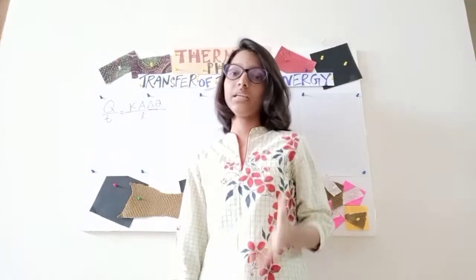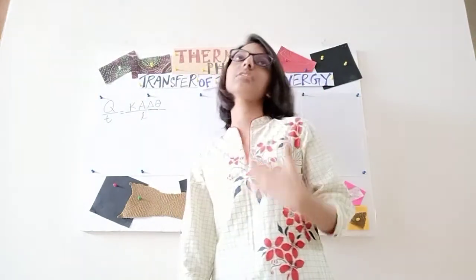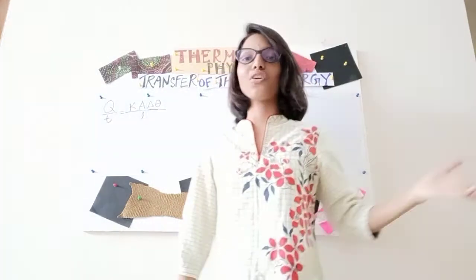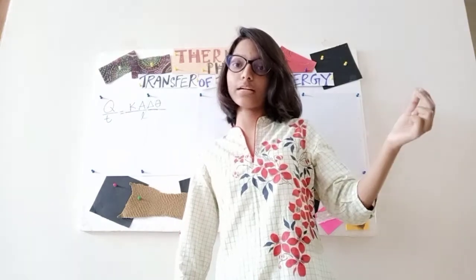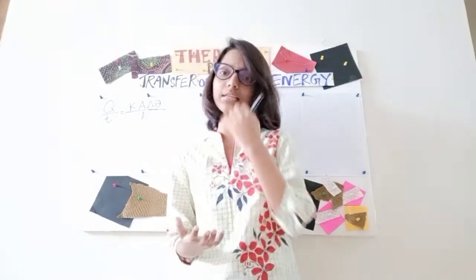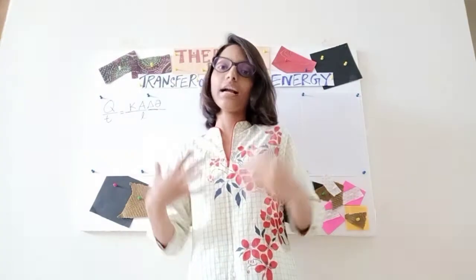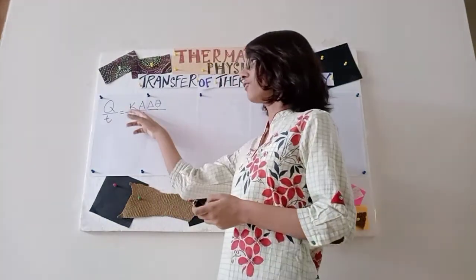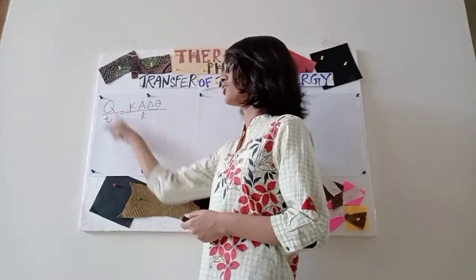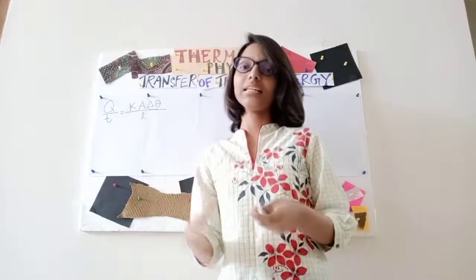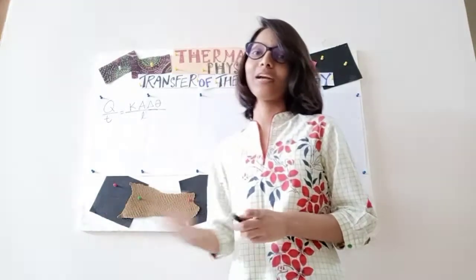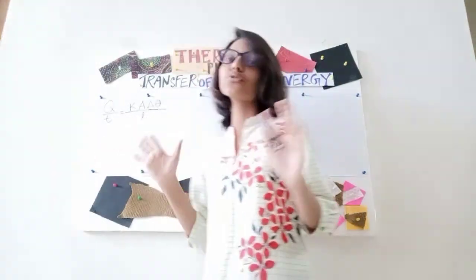So what is conductivity? It is simple. As I have said, metals are better conductors, and some metals are better conductors than others because they have more free electrons in their structure. Conductivity is the ability to conduct heat. So K is proportional to the rate of heat transfer, because if the ability to conduct heat is more, then of course the rate of heat transfer will be more. That is common sense, sort of.